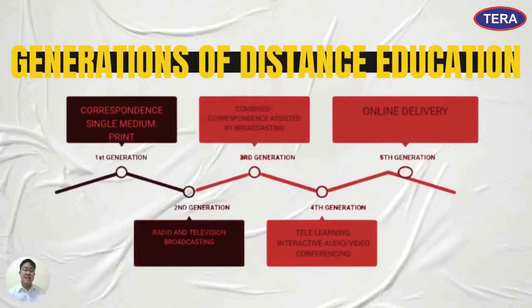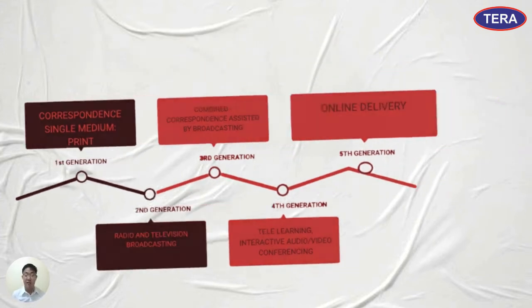Now, on the next slide, you will see the generations of distance education. We have 5 generations of distance education. For the first generation, this is just a single medium, print or correspondence. And for the second generation, of course, now we make use of radio and television broadcasting, where teachers teach the lessons through this broadcast, whether in radio or television. For combined correspondence assisted by broadcasting, that is for the third generation. And for the fourth and fifth generation, we make use of online delivery and telelearning or interactive audio and video conferencing.